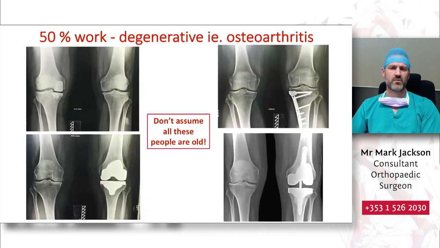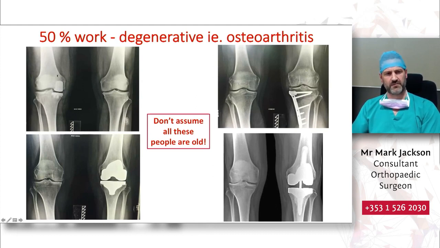Then the other half of the work is more degenerative in nature, which means osteoarthritis, and that can involve offering patients procedures such as half or partial knee replacements, a full knee replacement, such as in the bottom left, more complex revision or complex primary total knee replacement, as on the bottom right picture, and other procedures such as this operation called an osteotomy.